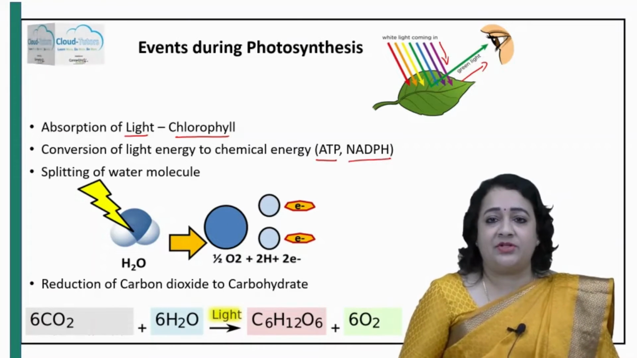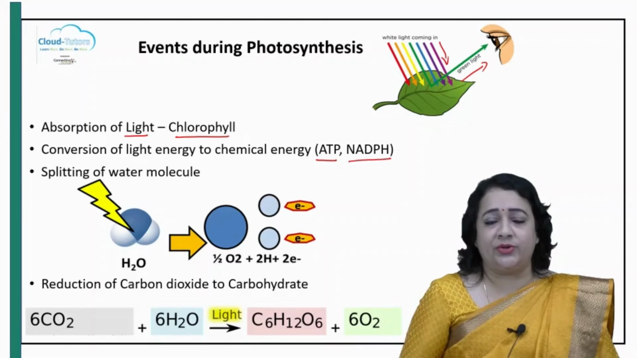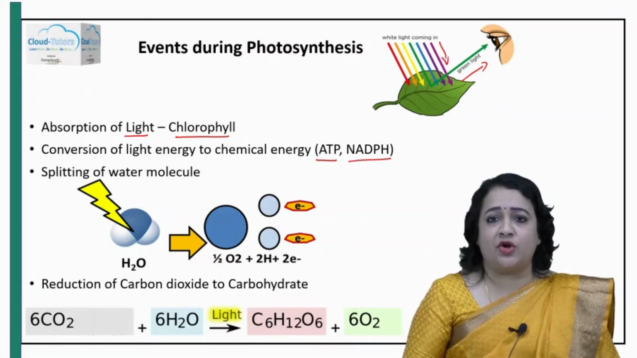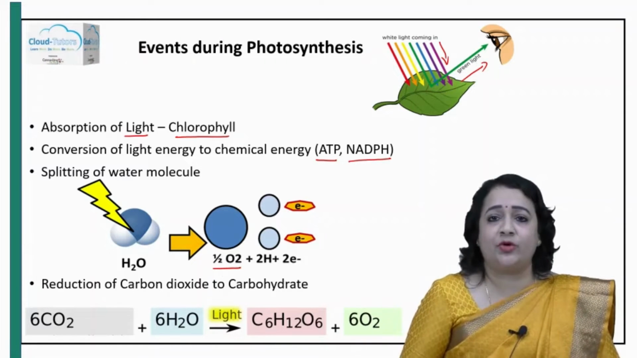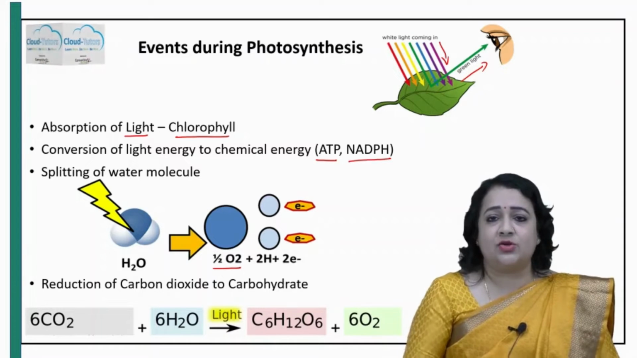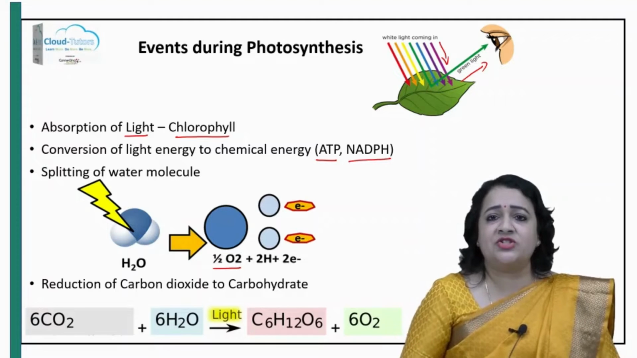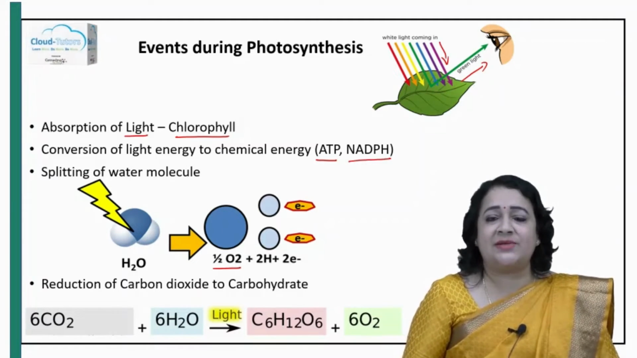The third step is very important, and that is the splitting up of the water molecule. Here the water from the soil which is absorbed by the roots, that water molecule is going to split up. When it splits, oxygen will be produced, and that oxygen is liberated during photosynthesis. So a very important question can appear from this event. That is, the oxygen liberated during photosynthesis comes from? It comes from the splitting up of the water molecule. You have to remember that.